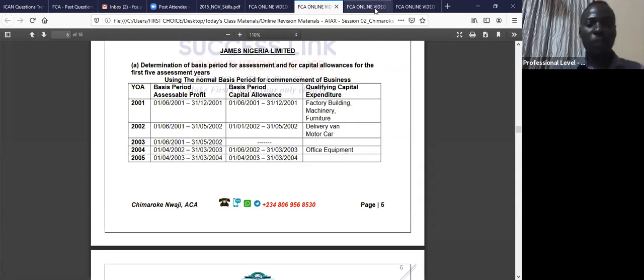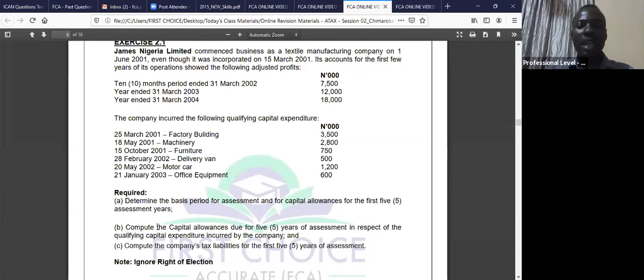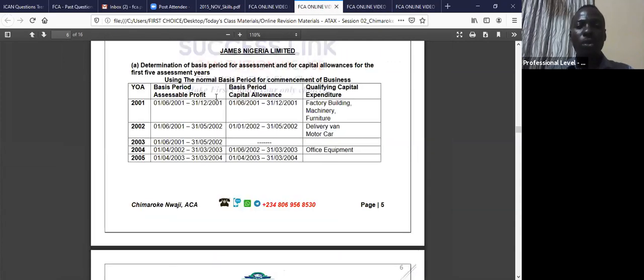Now we're done with the first part of the question. The B part says compute the capital allowances. So that's computation due for 5 years of assessment in respect of the capital allowance incurred by the company. So what do we do now? We are going to do a copy and paste. We'll copy this year of assessment. We will jump assessable profits, so we don't need this. Then we will come here and put this capital allowance, and we'll put this qualifying capital allowance.